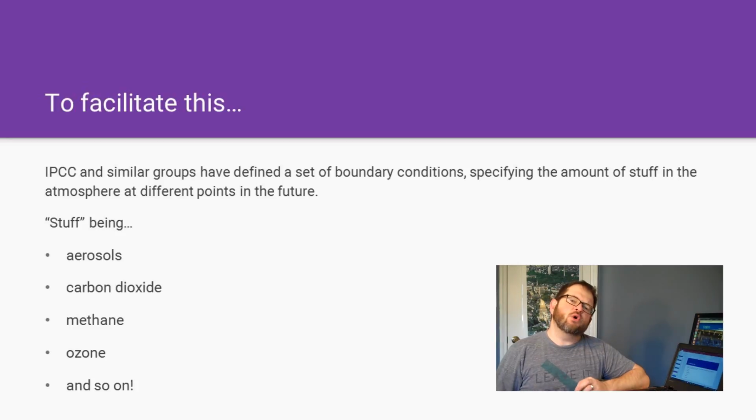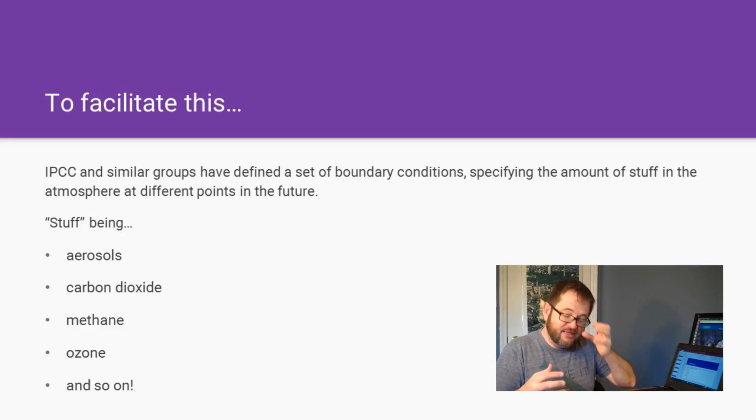And to facilitate this, organizations like the IPCC and other ones like AMIP, the Atmospheric Model Intercomparison Project, and so on, they defined various sets of boundary conditions that specify, in a kind of standard way, different amounts of stuff in the atmosphere in the future. Where stuff could mean things like how much aerosol is in the atmosphere, how much carbon dioxide or methane or ozone or other greenhouse gases there are in the atmosphere, and so on.